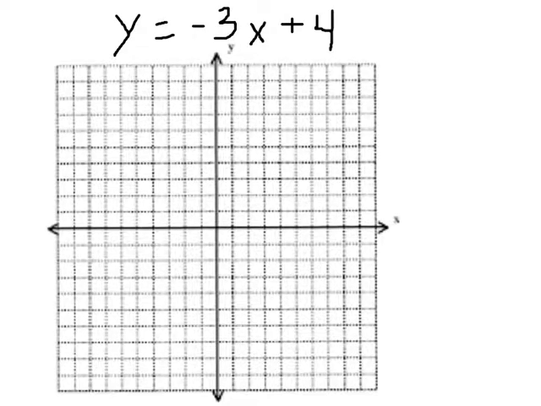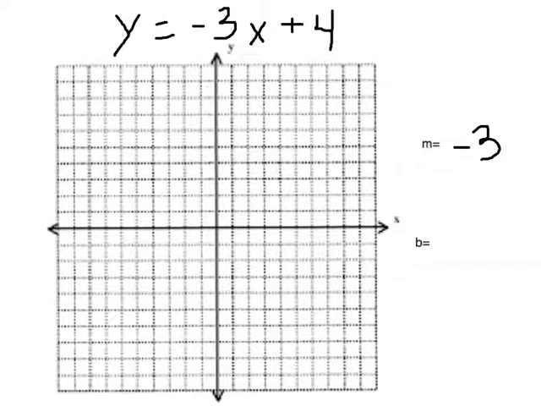We're just going to do one example together. So write down the equation y equals negative 3x plus 4. What are the two things that you need to know in order to graph this line? You need to know your m and you need to know your b. In this line, what is my m? My m is negative 3.